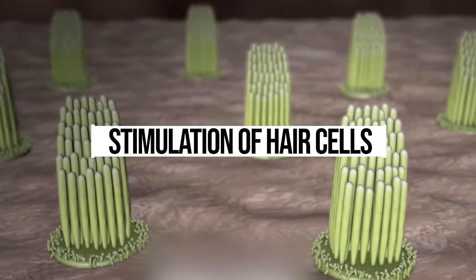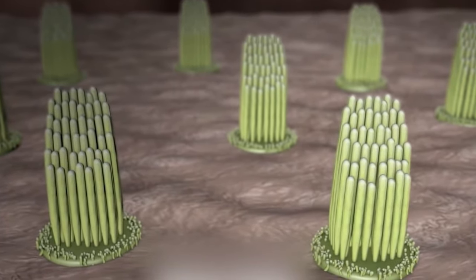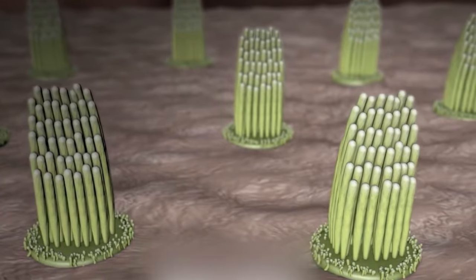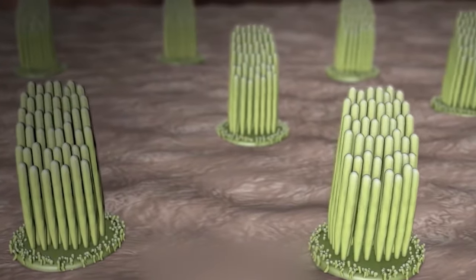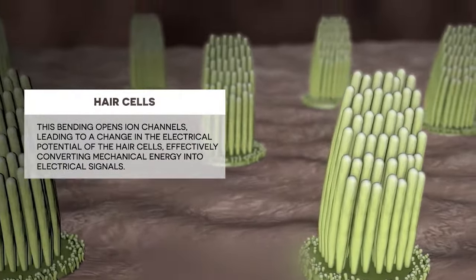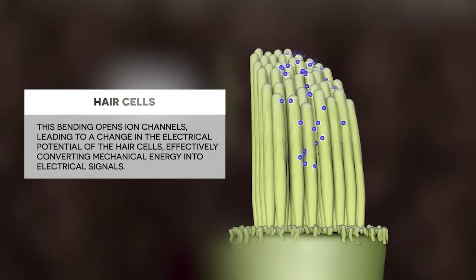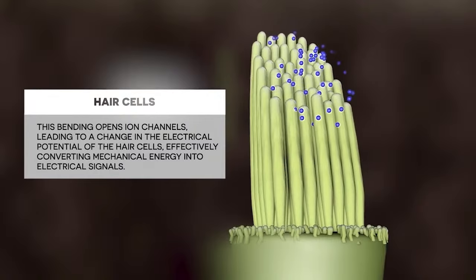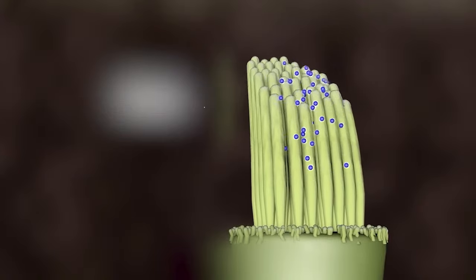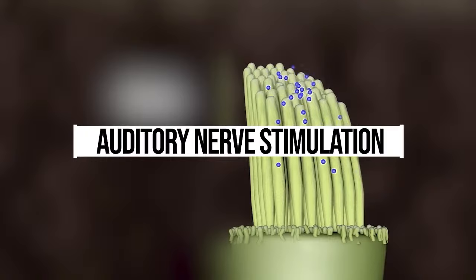Stimulation of hair cells. The movement of the basilar membrane causes the hair cells in the organ of Corti to bend against the tectorial membrane. This bending opens ion channels, leading to a change in the electrical potential of the hair cells, effectively converting mechanical energy into electrical signals. Auditory nerve stimulation.